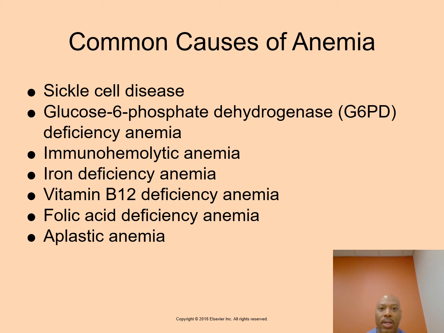As I discussed earlier, sickle cell disease is an autosomal recessive inheritance disorder. This G6PD deficiency anemia is an X-linked recessive deficiency. This is seen more in men, by the way. It affects about 10% of Blacks, but is more common in Middle Eastern and those of Asian descent.